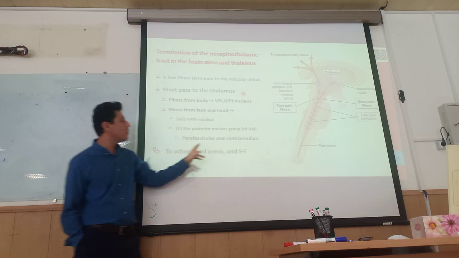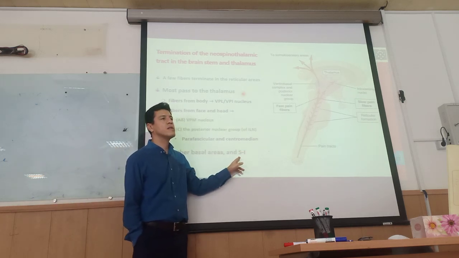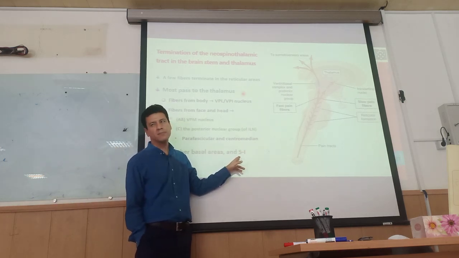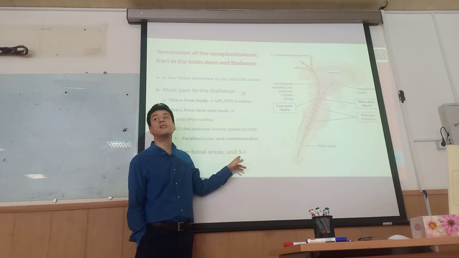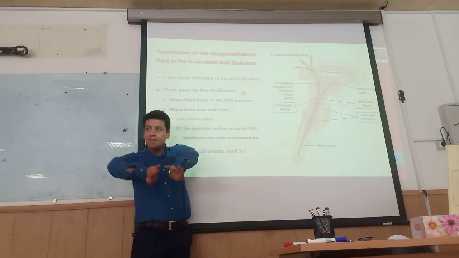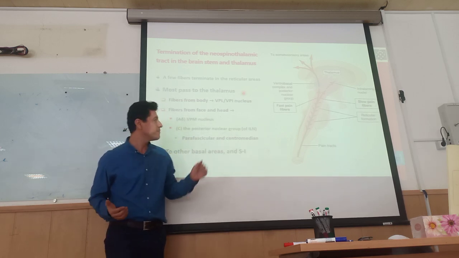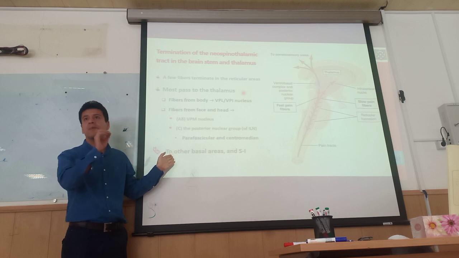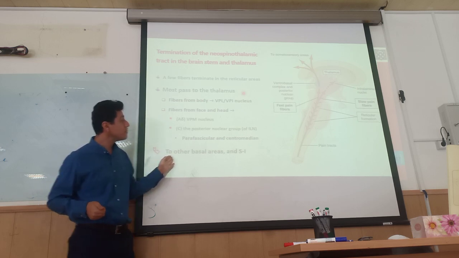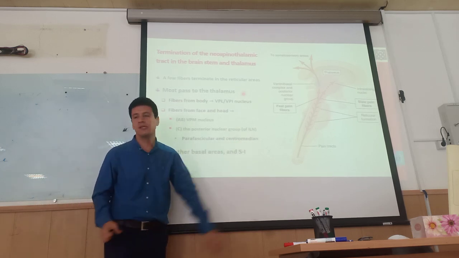And from thalamus they go to the somatosensory area 1. Okay. Some of them also go to insular cortex. You know insular? It's buried in the lateral fissure, right? So some of the pain fibers go to the insula. So the main one is somatosensory area 1.